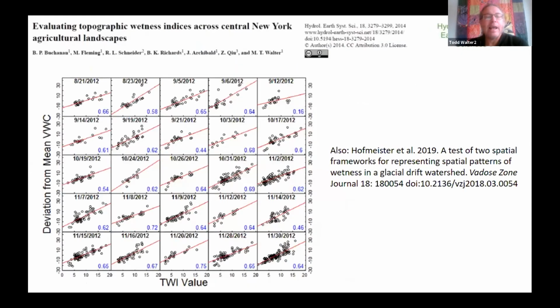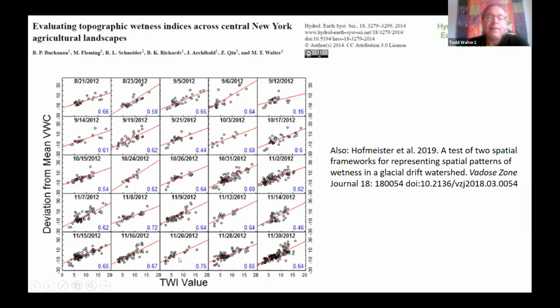Okay, and this again is just to show some data. And what we have here on the y-axis is essentially how wet the soil is. Each one of these boxes is a site and time when we actually went out, and when I say we, I mean Brian Buchanan and Margaret Fleming, who are the first two authors on this paper, went out and measured soil moisture. And on the x-axis is that index I just showed you from the previous slide.